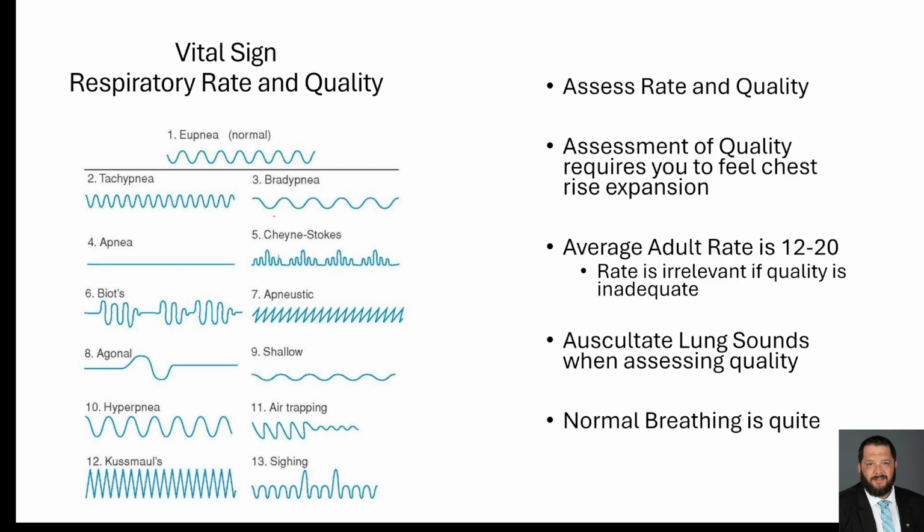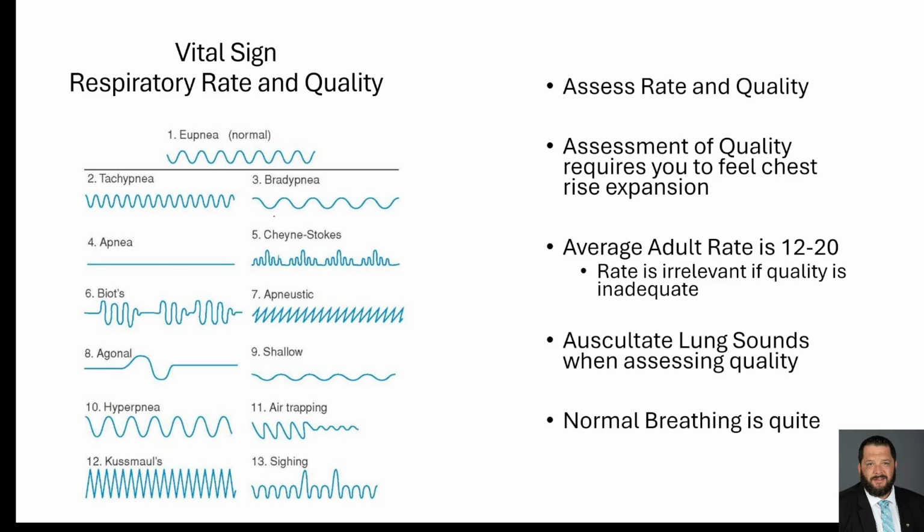As far as assessment of respiratory rate, we're also going to assess rate and quality when we get a respiratory rate. The rate requires you to count the number of respirations per minute. We typically do that by watching the chest rise and fall for a period of 15 seconds and multiplying that by 4. That gives you a respiratory rate. To assess quality, you need to feel, using your hands, for adequate chest rise and expansion. You can do this by placing your hands on the lateral sides of the patient and feeling the chest rise and fall, or the chest wall expand during inspiration and contract during exhalation.